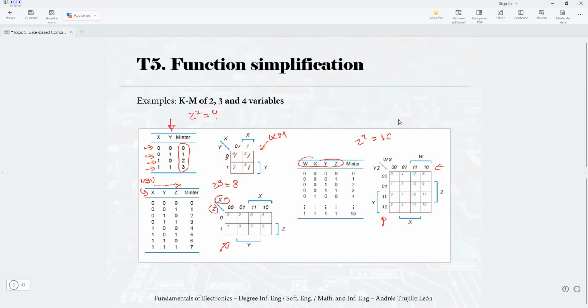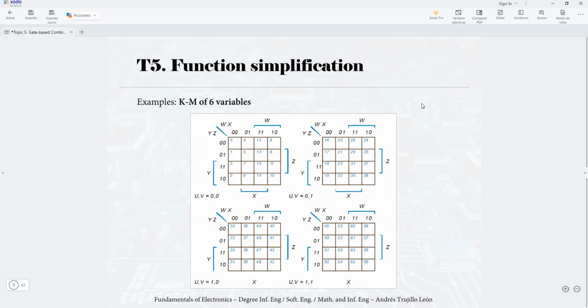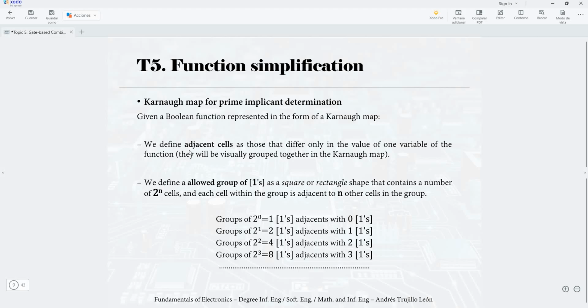I think that we have the definition here. Just let me check. Well, it's here. Well, I think that it is more difficult to see here, so I'm going to give you an example. In general, from a general point of view, 2 terms are adjacent if they only differ in one variable.